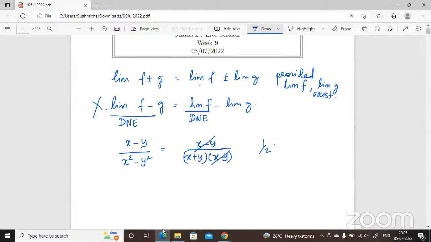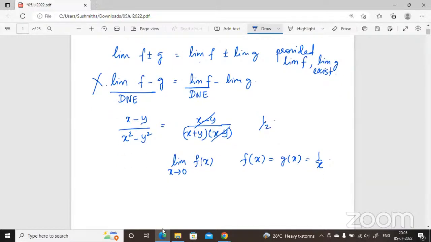Yes. Why? We can take a simple example. Take 1 by x as x goes to 0, a one variable function. Suppose f of x is 1 by x, g of x is also 1 by x. f of x is equal to g of x is equal to 1 by x. Now you know that limit as x goes to 0, f of x does not exist. Limit as x goes to 0, g of x also does not exist. But f minus g exists because it is 0 upon x. This becomes the zero function. So because of that, the limit exists.